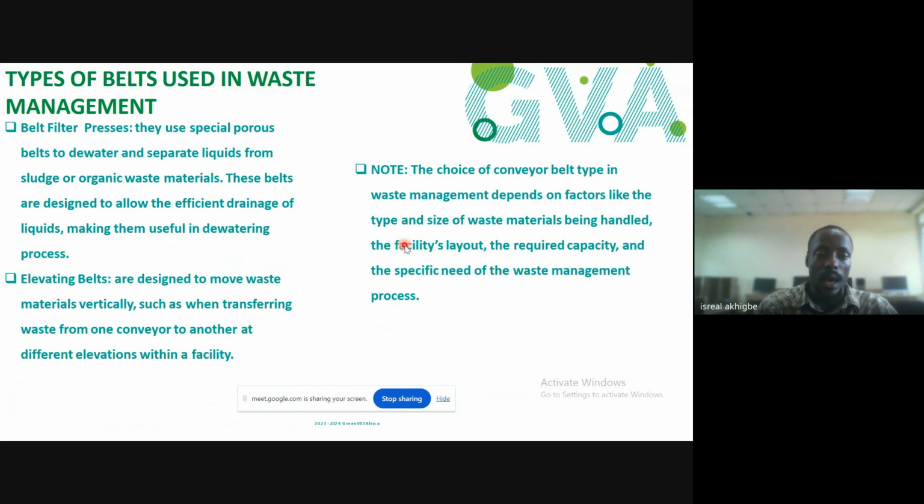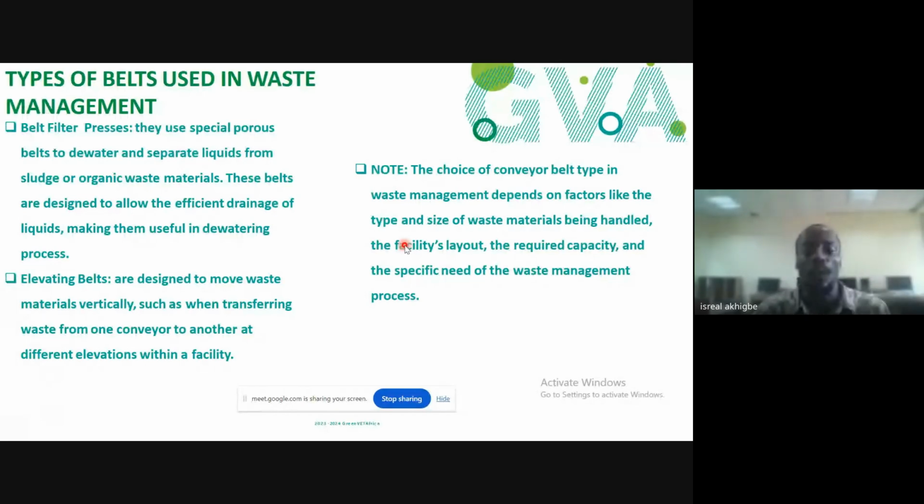Belt filters, or belt filter presses, use a porous belt to dewater and separate the liquid from sludge or organic waste materials. If you observe, we have different, designated kinds of belt for different kinds of waste. So like I said, there's not necessarily a best preferred one. It depends on the area, the type of waste, and how the components are arranged. These belts are designed to allow efficient drainage of liquid, making them useful in the dewatering process.